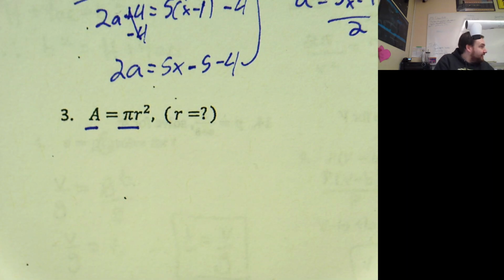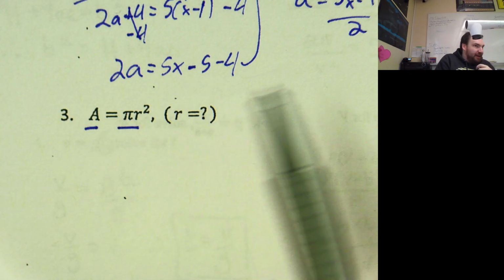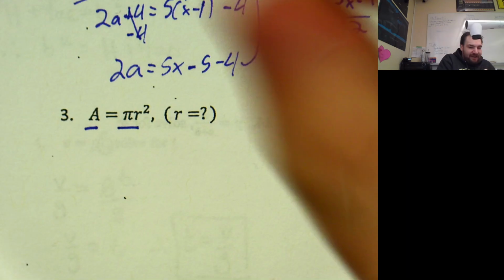Divide by pi. Yes. Because I've got pi times r squared here, and I want to get r by itself. So I'm going to divide by pi. I love it. Pi is just a number. We're allowed to divide by it. So I'm going to get a over pi equals r squared.